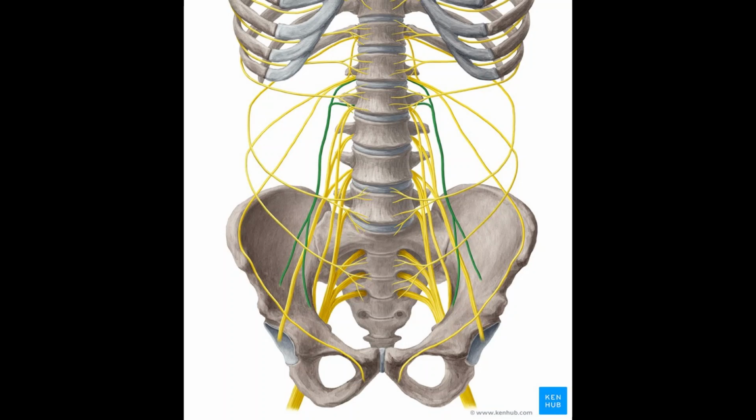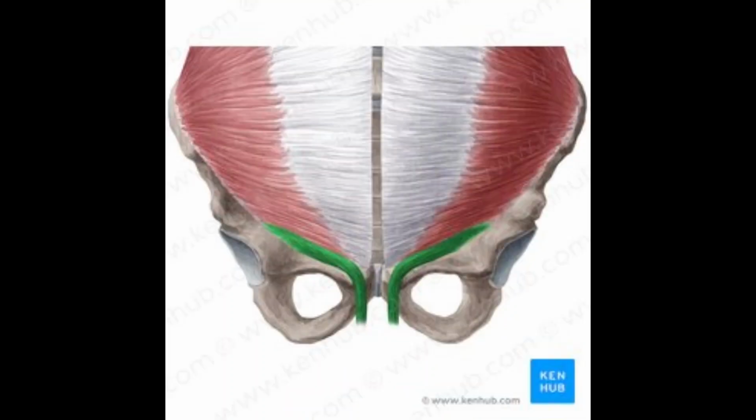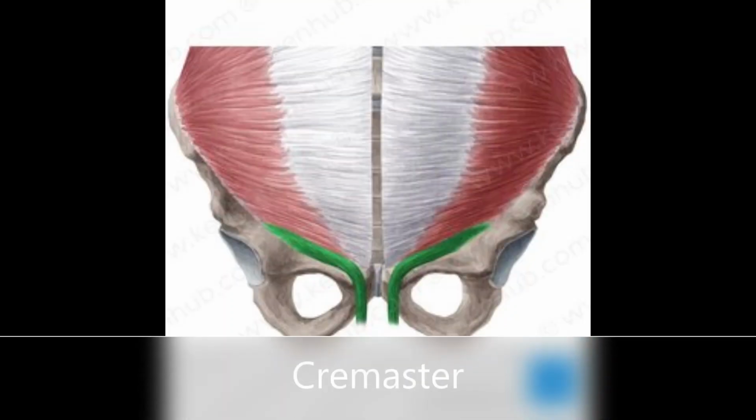The genital branch passes through the psoas and enters the inguinal canal through the deep inguinal ring. In the male, it supplies the cremaster muscle, and in the female, it gives a sensory branch to the round ligament of the uterus and to the skin of the labium majus. This is the cremaster muscle. Its action is retraction of the testis.